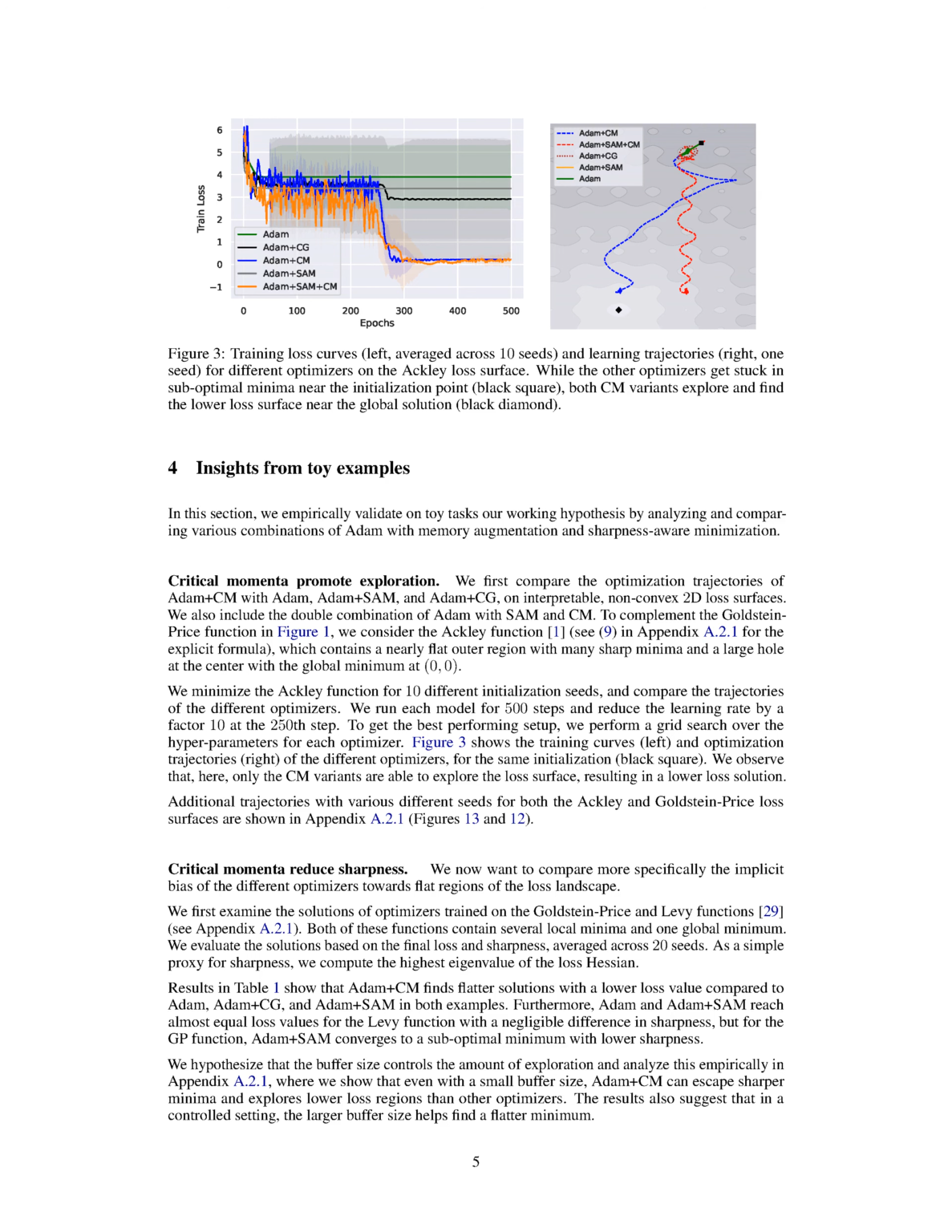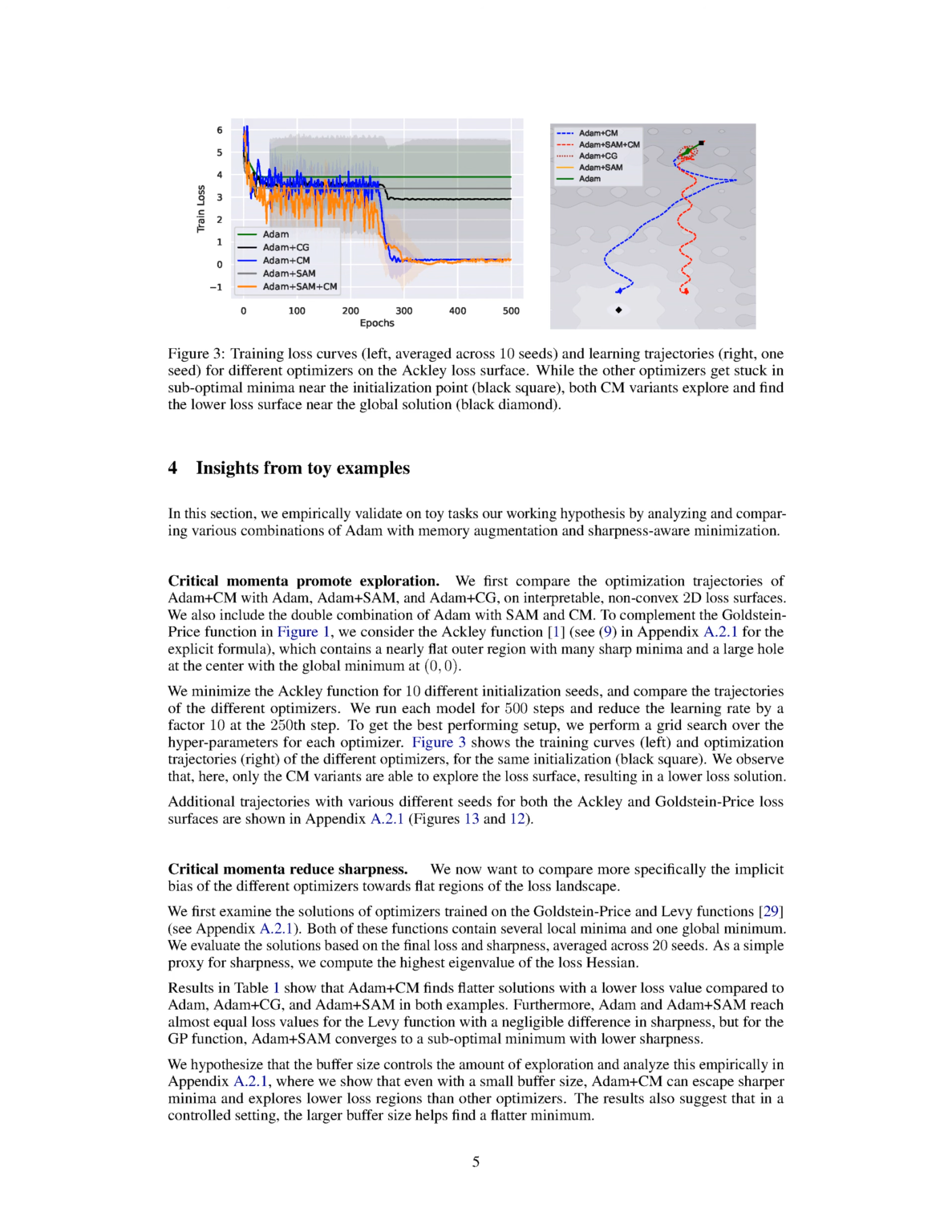We compared the optimization paths of Adam combined with critical momenta, CM, Adam alone, Adam with sharpness-aware minimization, SAM, and Adam with conjugate gradient, CG. We used simple, non-convex 2D loss surfaces for these comparisons.